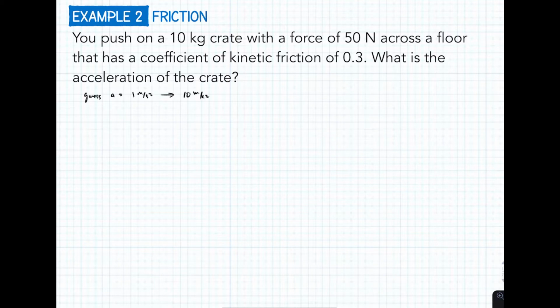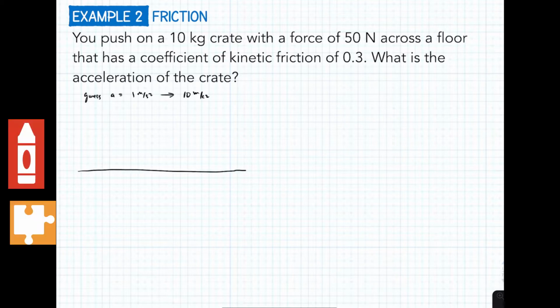So let me just draw the picture. So here's our floor. Oh, that's really crooked. Sorry. It's a lot of pressure when you know people are going to see this video to make the drawing not suck. Okay, so here's our crate.